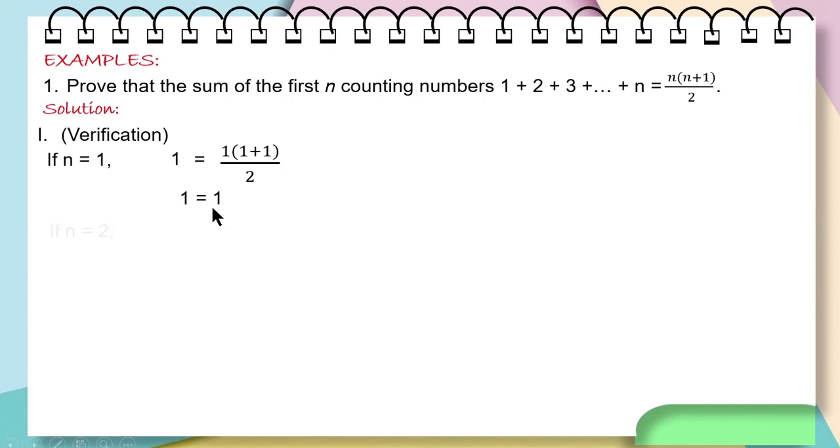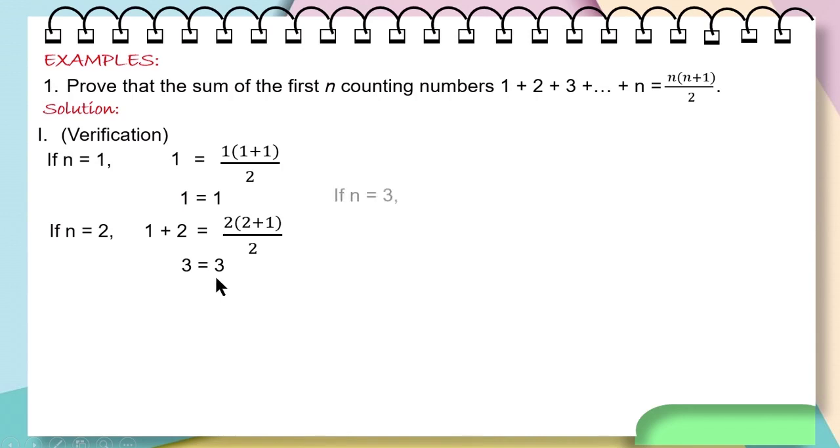How about when n is equal to 2? We have here 1 plus 2 since we have two terms on the left side, and it should be equal to the value on the right side if we replace n by 2. Simplify, 1 plus 2 is 3, and 2 plus 1 is 3 times 2 is 6, divide by 2 is equal to 3. Thus, the statement is also true for n equals 2.